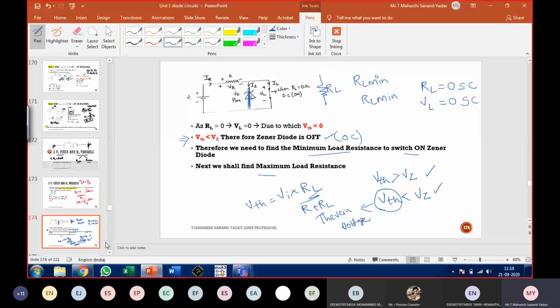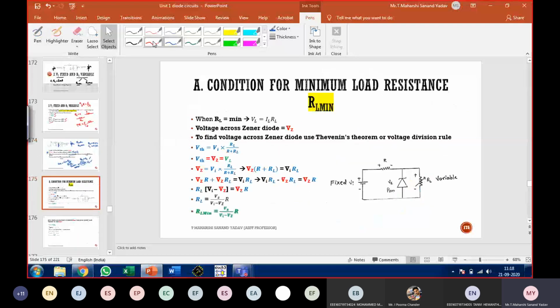Let us see case number 1, the condition for minimum load resistance RL minimum. Here, when RL is minimum, the voltage VL is equal to IL into RL. The voltage across the Zener diode is VZ, and this value will be mentioned. This is the Thevenin's voltage: total voltage into opposite resistance by total resistance. If elements are connected in parallel, their voltages will be the same. VTH is equivalent to VZ, and this is equivalent to VL.